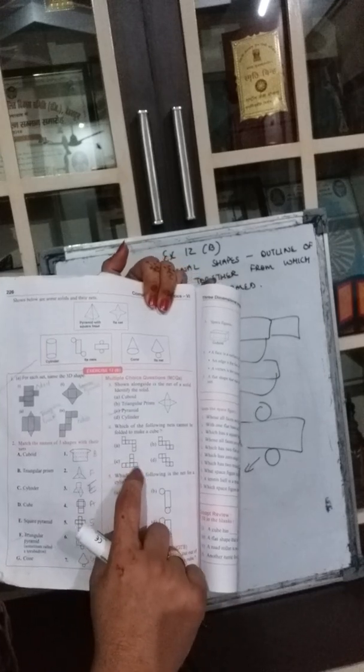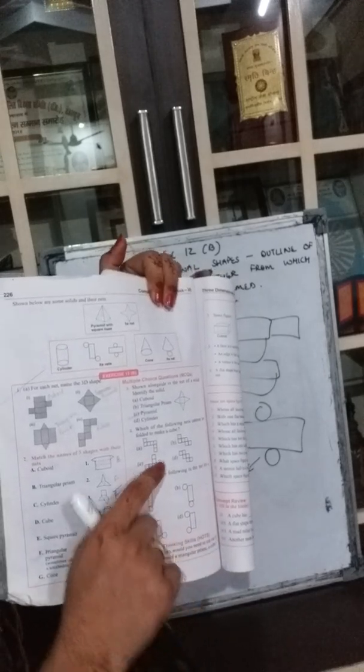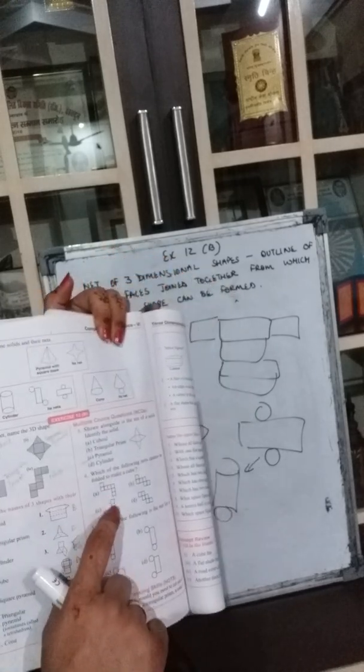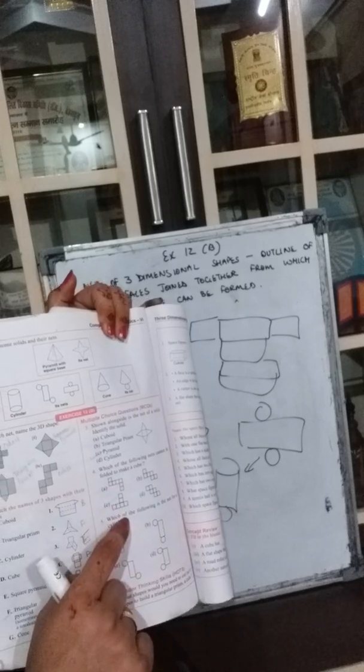Which of the following nets cannot be folded to make a cube? See girls, when all the faces are on one side only, then it will not form a cube. Why? One has to be on the other side. So the C part where all the faces are on one side only, it will not form a cube. One face has to come on the other side, then only it forms a cube. Then which of the following is a net for a cylinder? Here this is a net of the cylinder where the circles have to be on the opposite sides. So this forms a net of the cylinder.